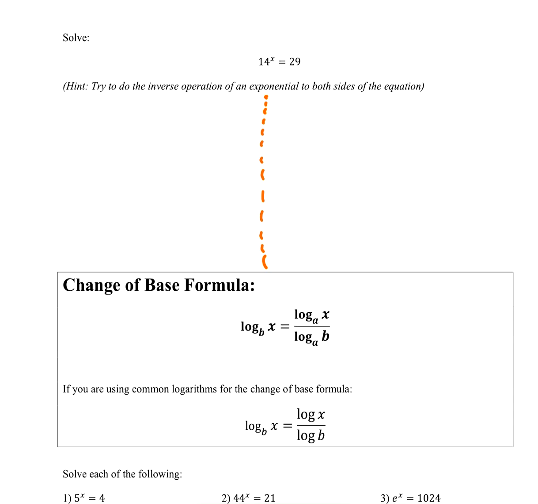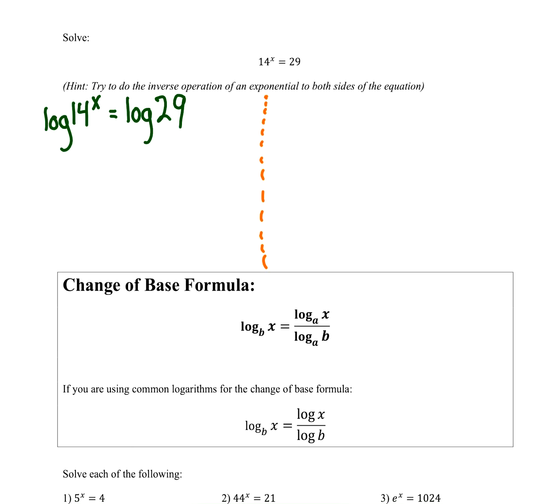So the inverse operation to an exponential. What is that again? That's logging, so we're going to want to log both sides of the equation. And this is important to see why we're going to do this. So let's first log both sides. So we log 14 to the x equals log of 29. So I'm going to log both sides of the equation.